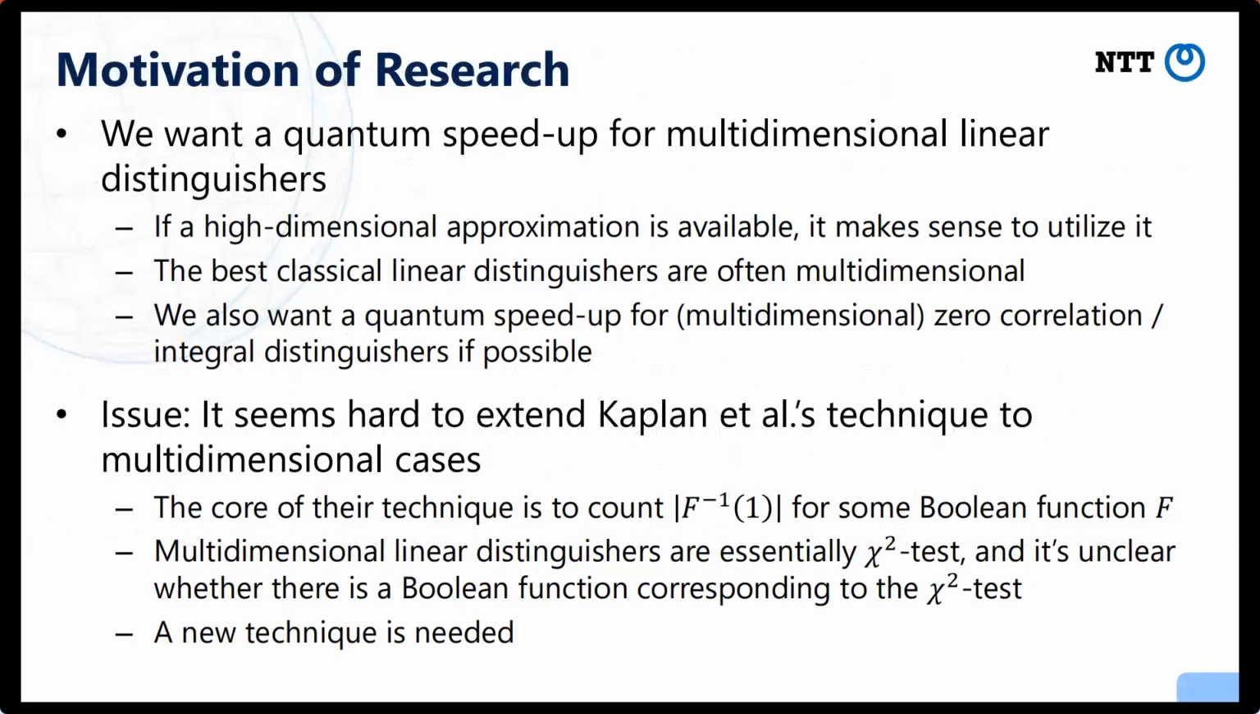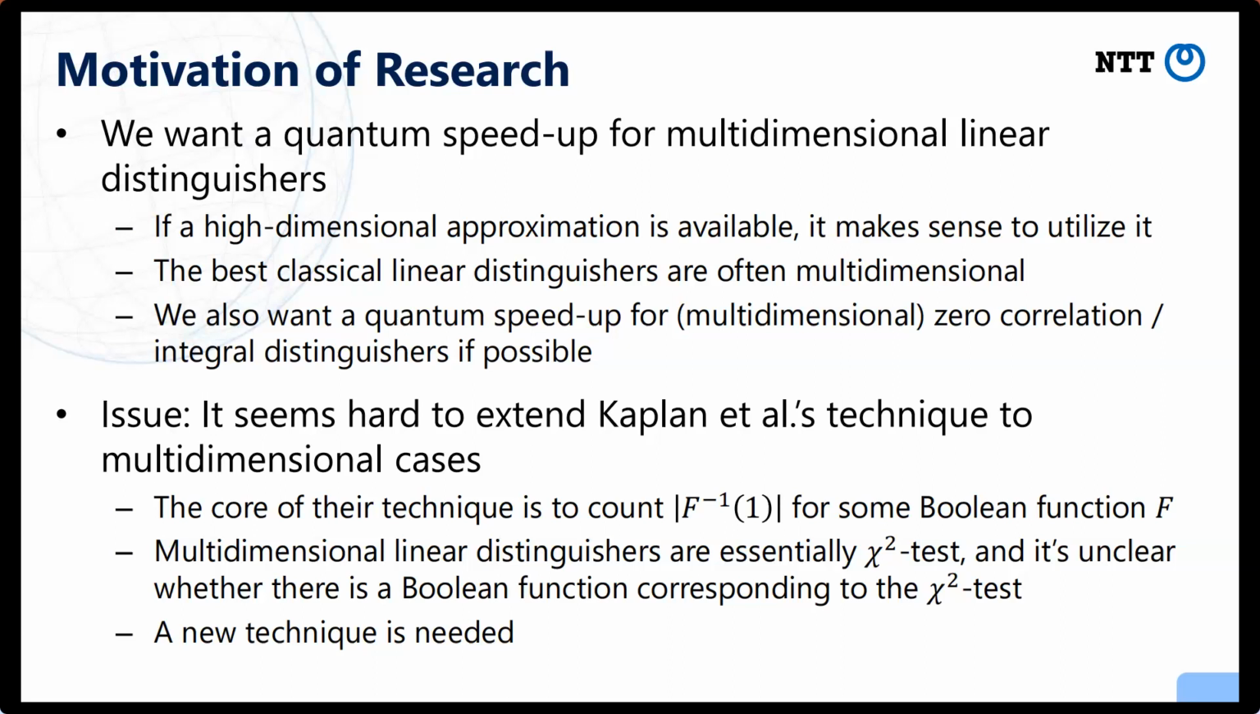And now finally, I can explain the motivation of our research. So we want the quantum speedup for multi-dimensional linear distinguishers, because if a high-dimensional approximation is available, then it makes sense to utilize it. And the best practical linear distinguishers are often multi-dimensional. And we also want a quantum speedup for multi-dimensional zero correlation and integral distinguishers. I mean, if we can find some quantum technique for multi-dimensional linear distinguishers, then it may be able to be used also for zero correlation or integral distinguishers.